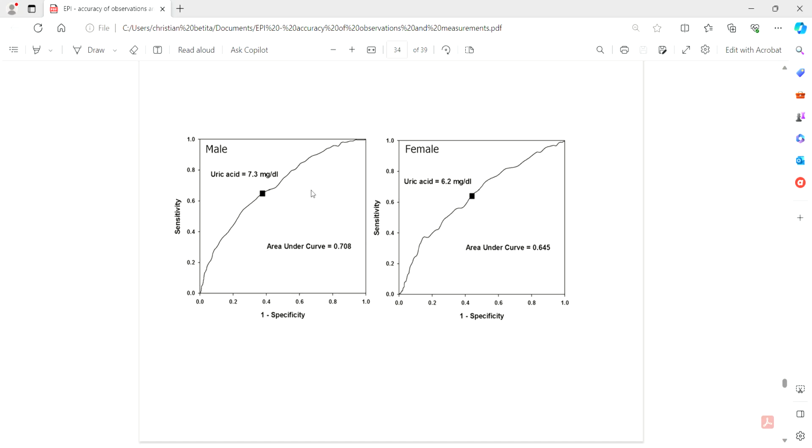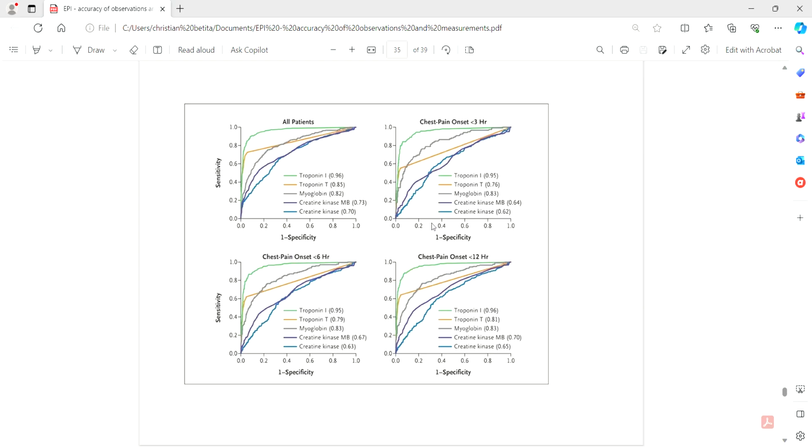All right. Similarly, for symptomatic hyperuricemia, that's also how they got it. So this is the value that's closest to this point. And then for troponin, the most sensitive test for myocardial infarction, overall, whether it's 3 hours, 6 hours, or 12 hours, will still be your troponin I because it is the curve which is closest to this point.